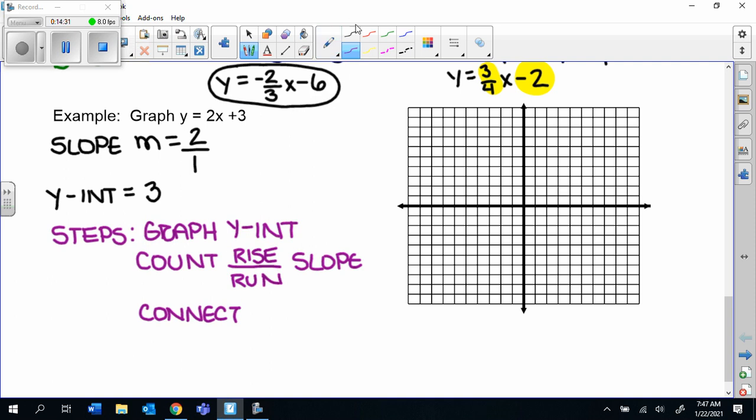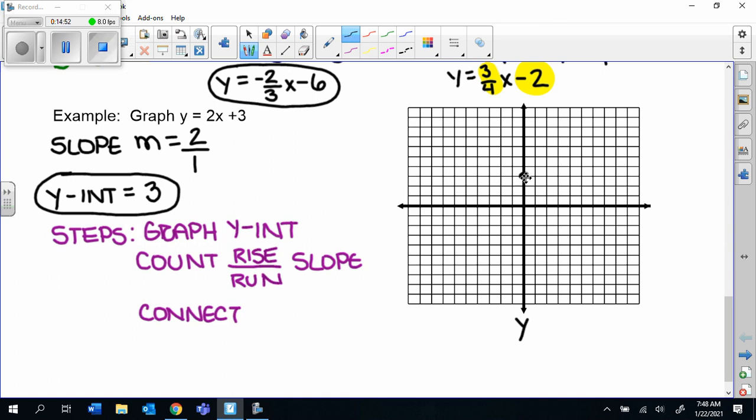So very first thing I do is go to this point right here. It's going to hit on our y-axis. Where on the y-axis does it equal positive 3? Up 1, up 2, up 3. There's our y-intercept.